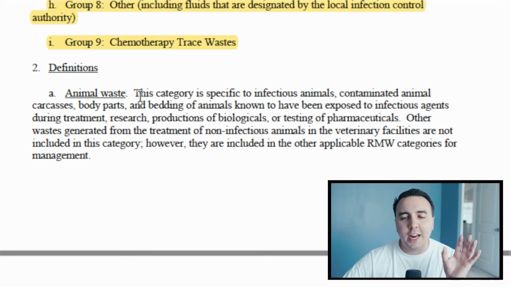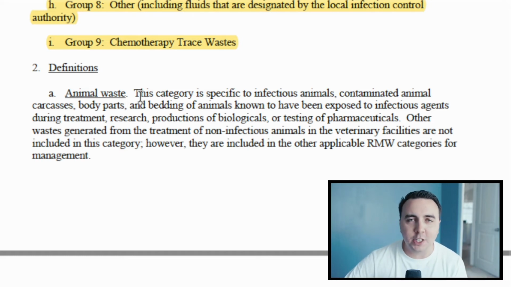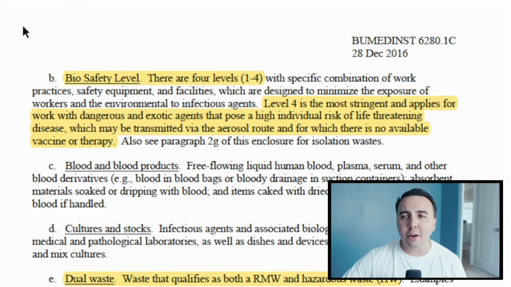The next part of this instruction also goes over a little bit of the definitions, because if you don't understand definitions of some of the basic terminology, you're not going to really grasp what's going to be seen later on, and we can see some basic questions from this section. So they go biosafety level. I see here there are 4 levels, 1 to 4. They don't really go over them other than stating here that level 4 is the most stringent and applies for the work with dangerous and exotic agents that pose a high individual risk of life-threatening disease, which may be transmitted via the aerosol route and for which there is no available vaccine or therapy.